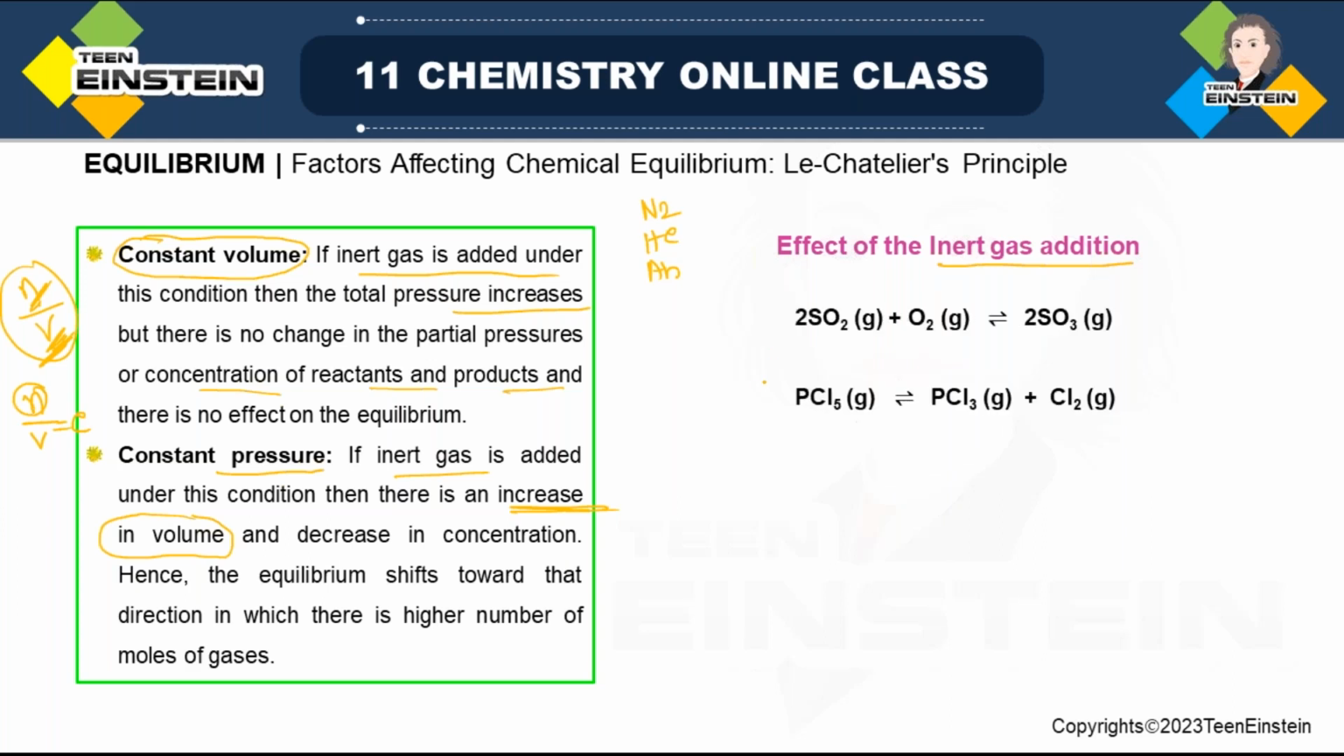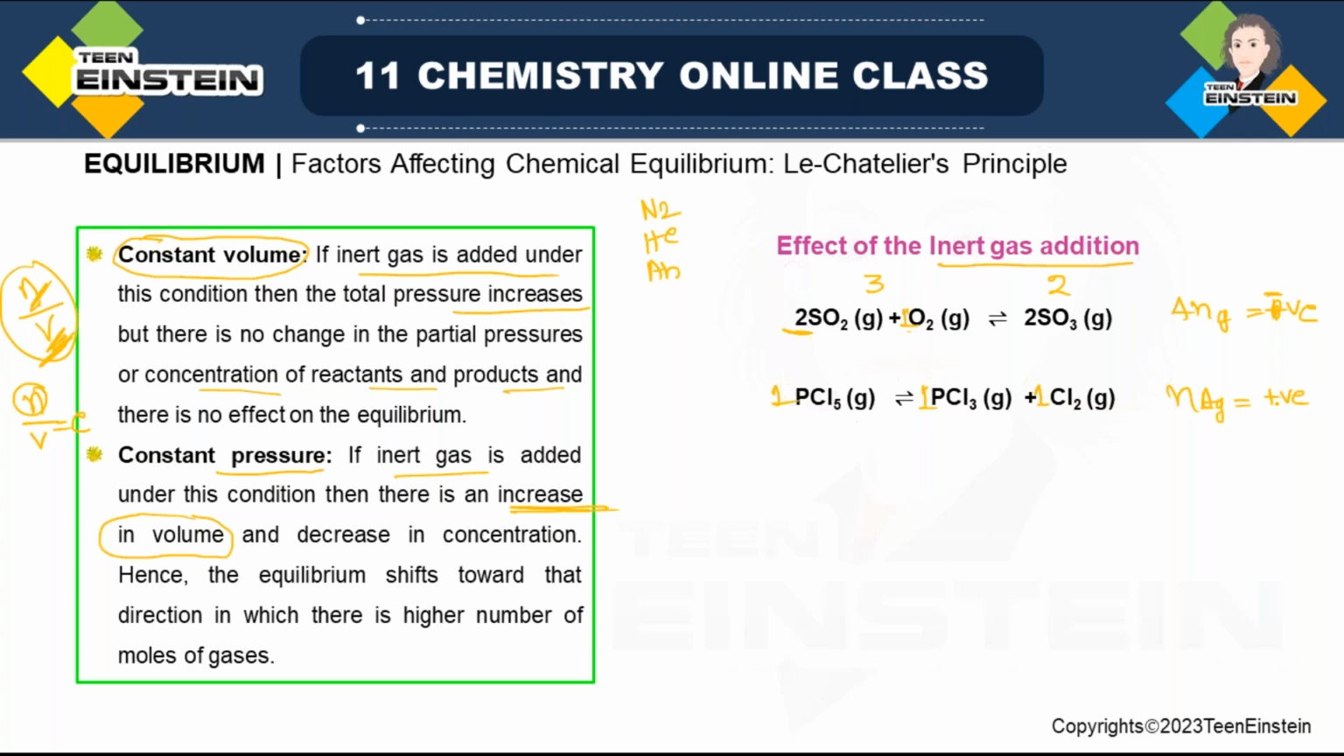You can see here. In the first example, the number of moles on the left hand side is 2 and 1, that means total 3, and on this side it is 2. That means del Ng here is negative. Del Ng means total number of moles on the product side minus total number of moles in the reactants. And for the second reaction, here it is 1 on the left and 1 plus 1 on the right. That means del Ng is 2 minus 1, so it is positive. So in the first case the number of moles is decreasing, in the second case the number of moles is increasing.